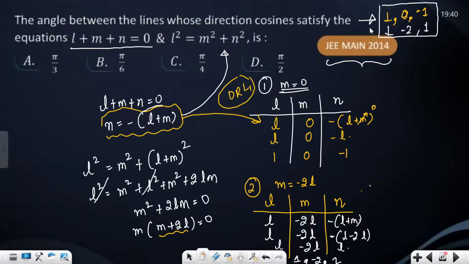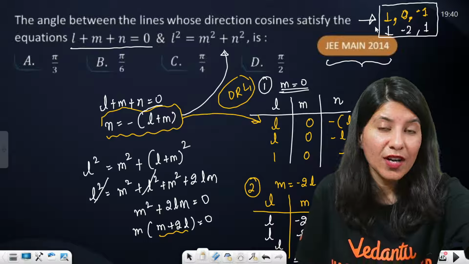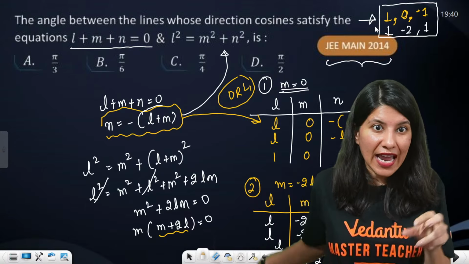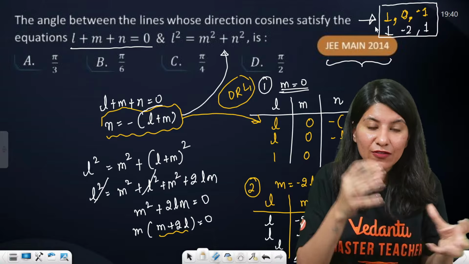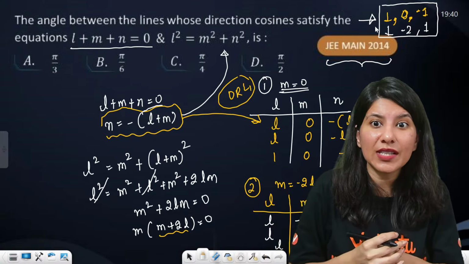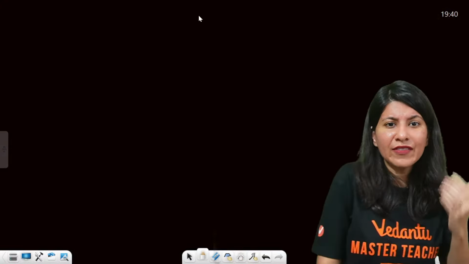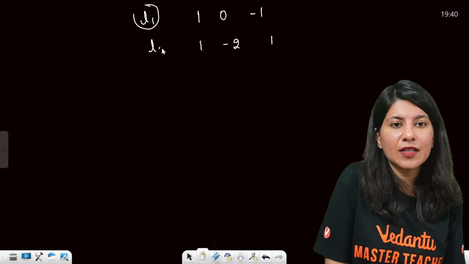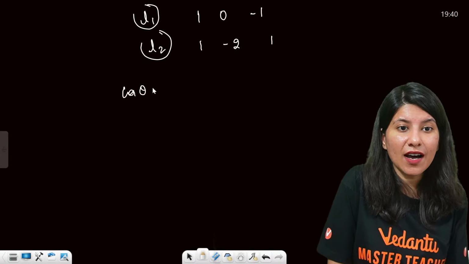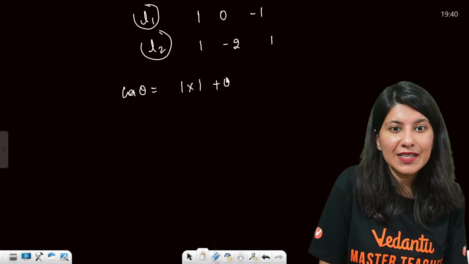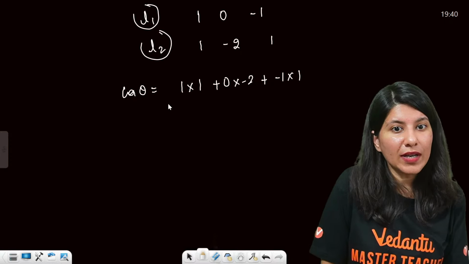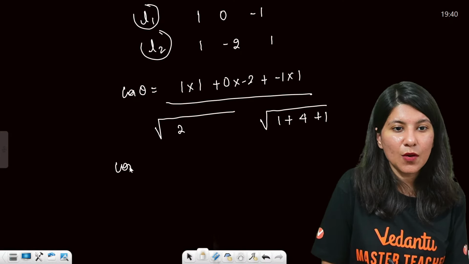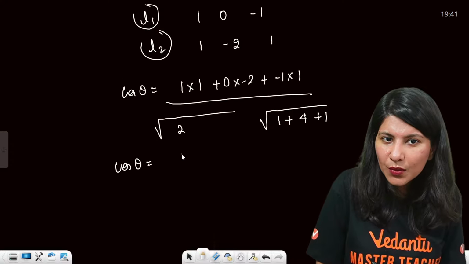So these are the direction cosines of both the lines which we are getting. Basically, they are giving us two relations, and if you solve these two relations, you get two sets of direction cosines or direction ratios. Now you have 1, 0, minus 1 and 1, minus 2, 1. This is line number 1, line number 2. Now you are looking for the angle between two lines, so cos theta will be the dot product between them: 1 into 1 plus 0 into minus 2 plus minus 1 into 1, upon square root of 1 plus 1, and square root of 1 plus 4 plus 1. So cos theta is 0.